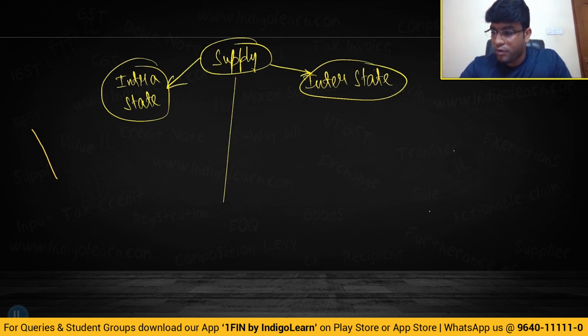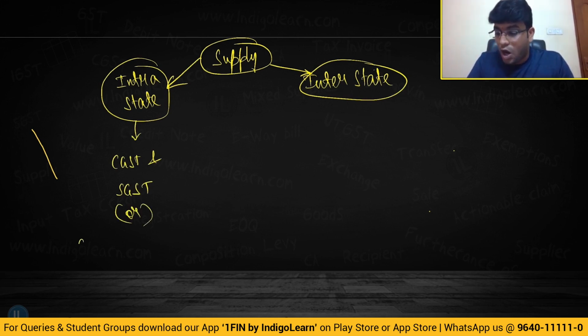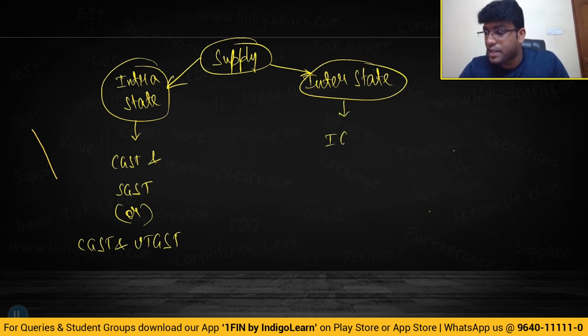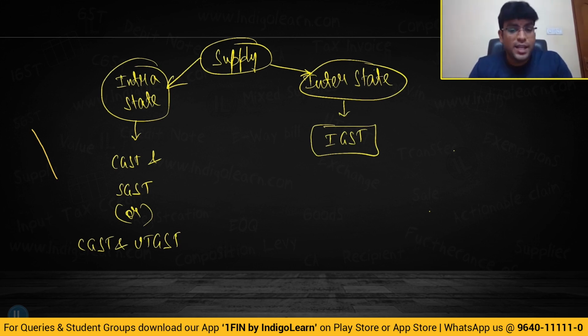What are the two types here? Intrastate and interstate. Now, in case of intrastate supply, we charge CGST and SGST, or it can be CGST and UTGST. But in case of interstate supply, we charge something called IGST. For intrastate supply, we charge CGST and SGST. For interstate supply, we charge something called IGST.